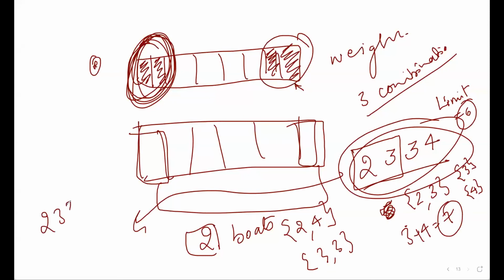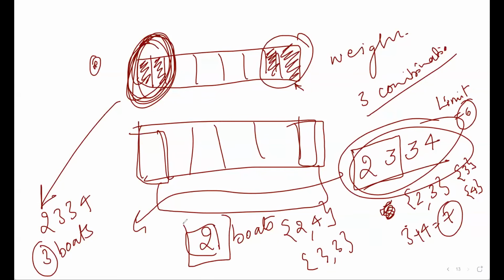So 2, 3, 3, 4. If you go by this, you'll require three boats. But I can see that I can fit all the people in two boats only. So everything here was saying you need to sort the array. You just need to look at the hints.